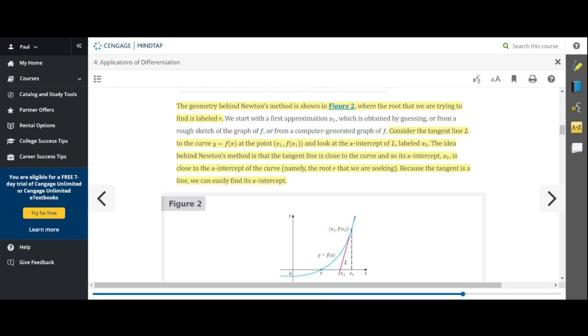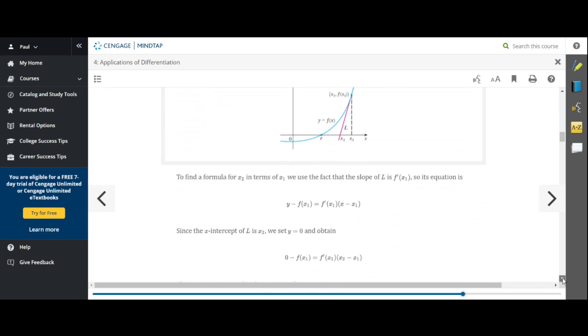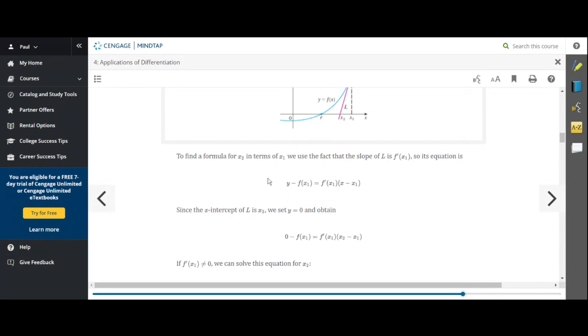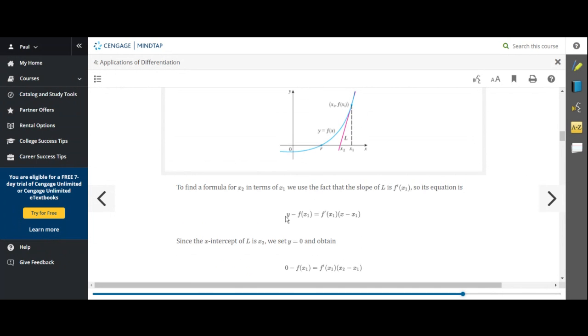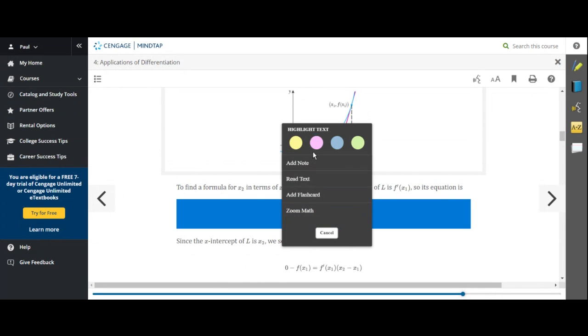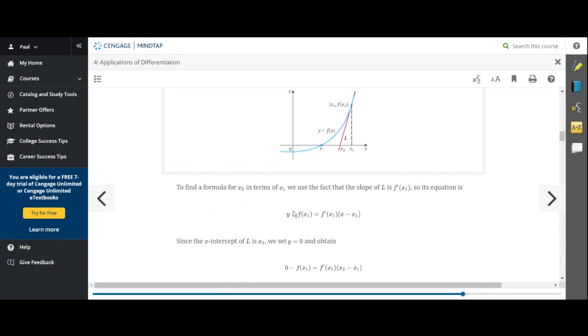How do you find the x-intercept? You take the equation of the tangent line, set y equals 0, and solve for x. So you can find x2. That's not a problem. Well, what if we were to continue doing this process? That's what they're showing here, a formula for x2 in terms of x1. So what would x2 equal? Here is the equation of your tangent line right here.